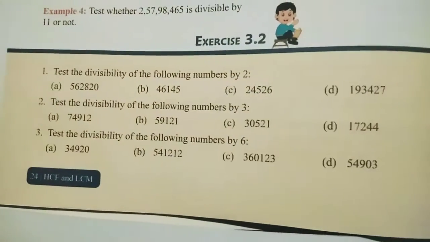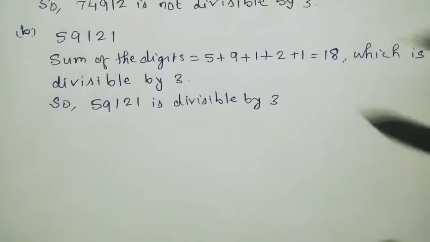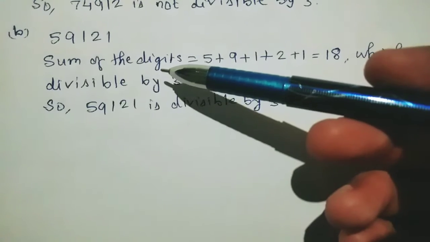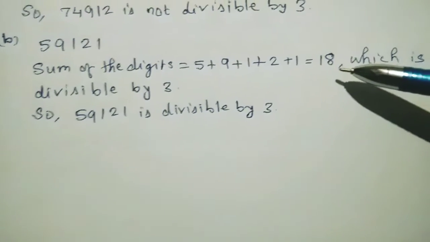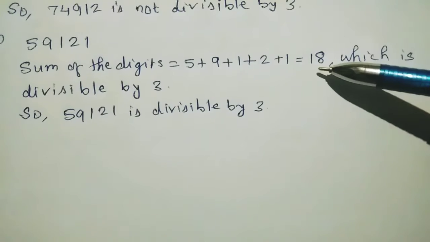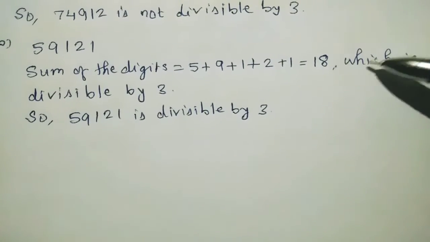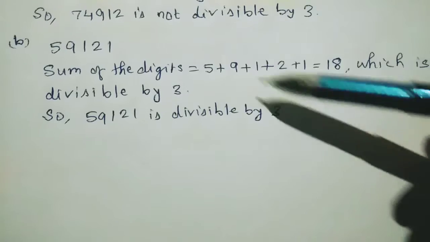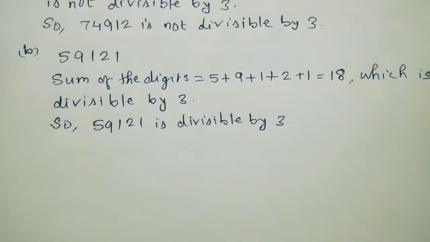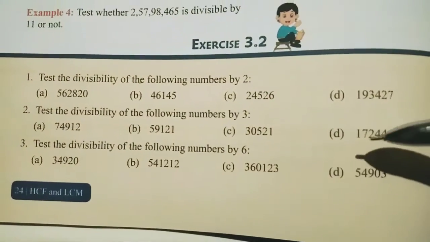Next, B number, 59121. How to write this? Sum of the digits: 5 plus 9 plus 1 plus 2 plus 1 equals 18. So 18 is divisible by 3, right? 3 sixes are 18, which is divisible by 3. So 59121 is also divisible by 3. Very easy to write, right? And the C and D numbers you do on your own.